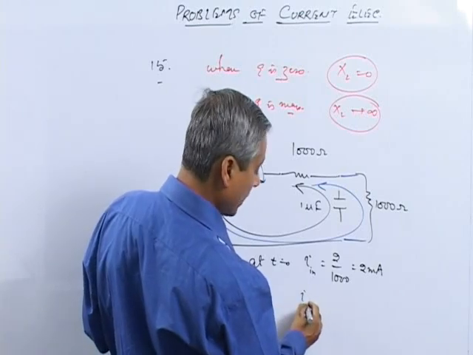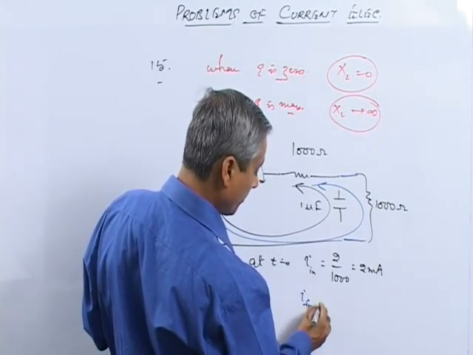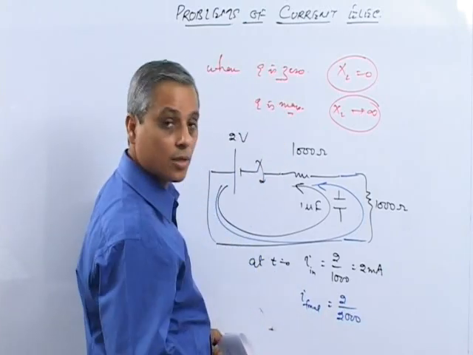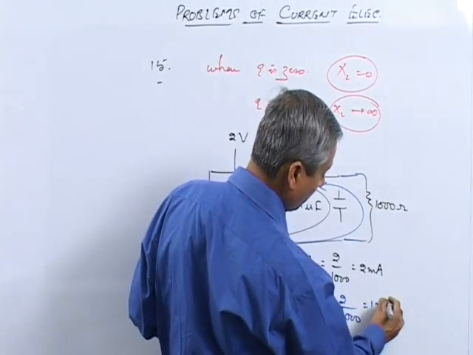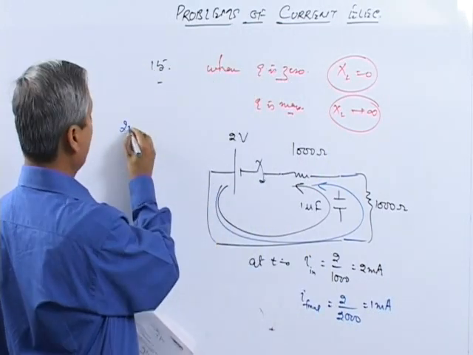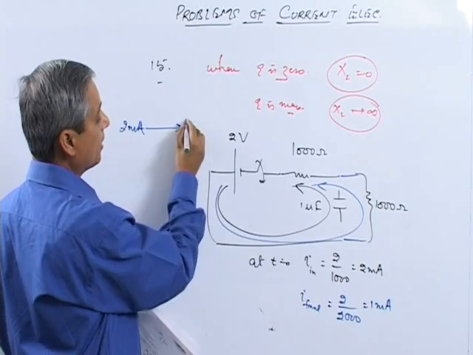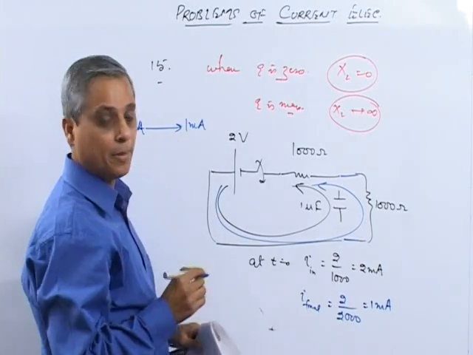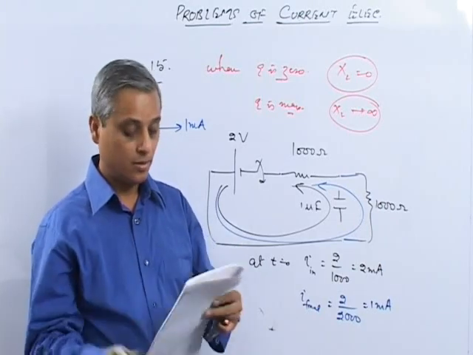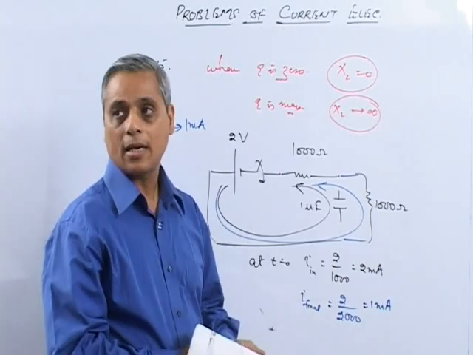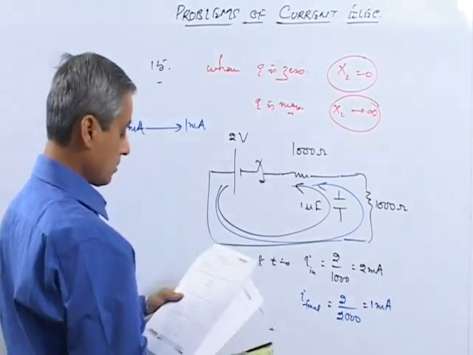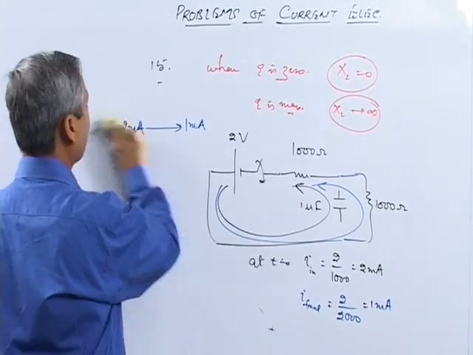So the final value of current will become 2 volts by 2000 ohms, and that will become 1 milliampere. Therefore the initial current will start with 2 milliampere, and as time passes it will become 1 milliampere. So the answer is D. So this was question number 15. Now let us talk about question number 16.